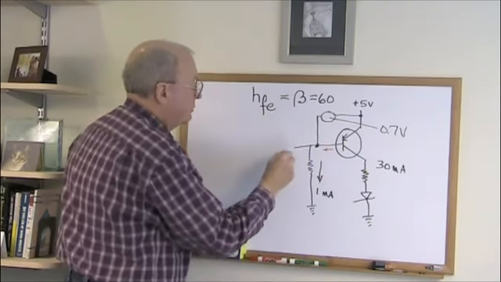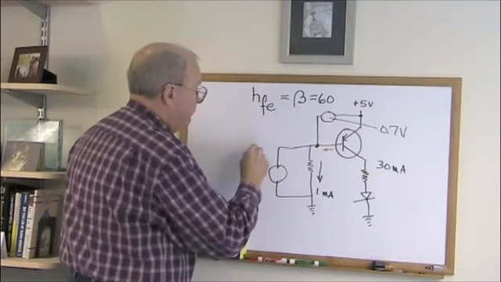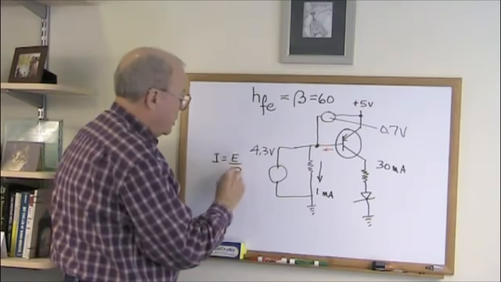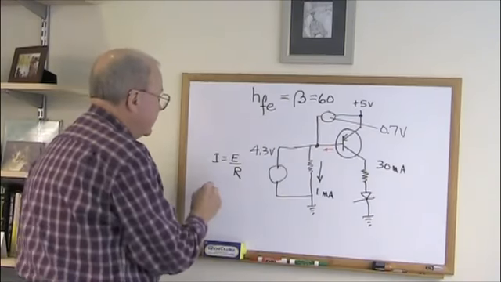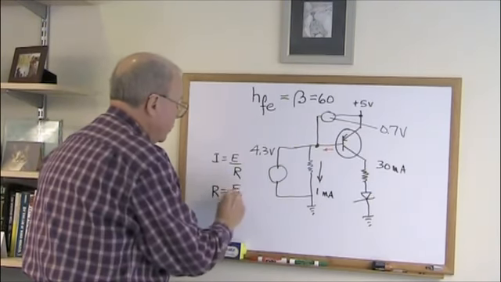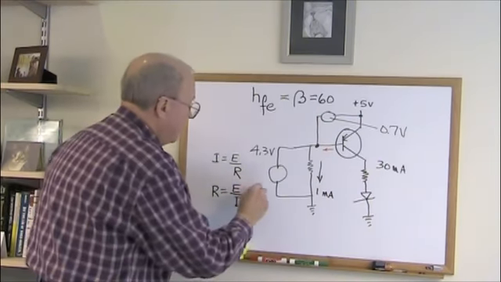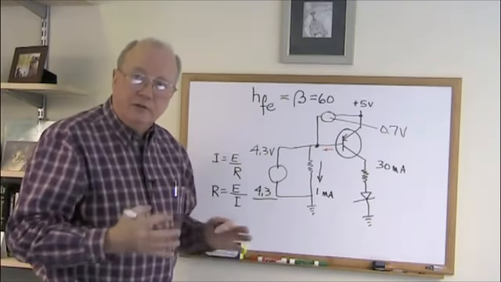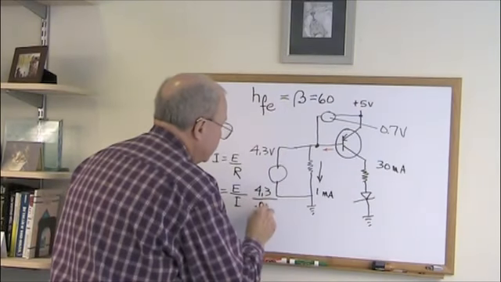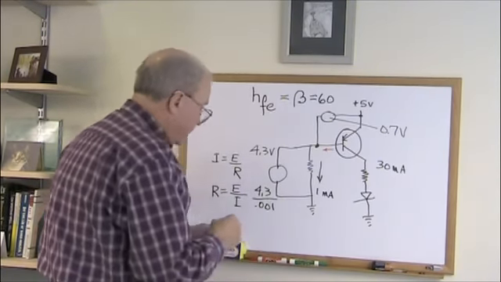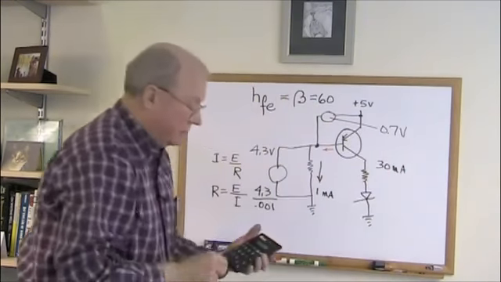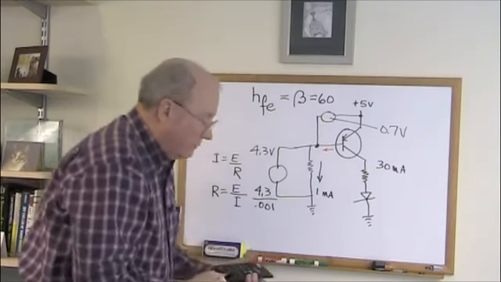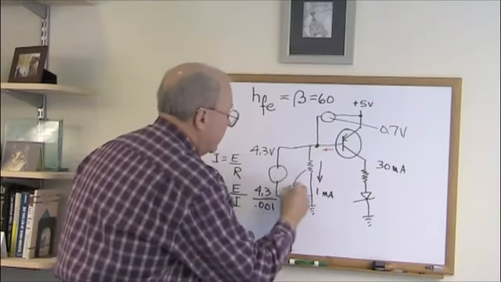So at this point then, with respect to ground, you have a voltage of 4.3 volts. So I equals E over R. And we want to find R, so we can rearrange this and say R equals E over I. And we have E as 4.3 volts, and I, again, we have to express I in units of amperes, not in units of milliamperes. So here we have 0.001 amperes, and if we divide this, let's take a calculator and just do it. You can probably do it in your head, but we'll just do it for fun. 4.3 divided by 0.001 equals a resistor that has a value of 4,300 ohms.